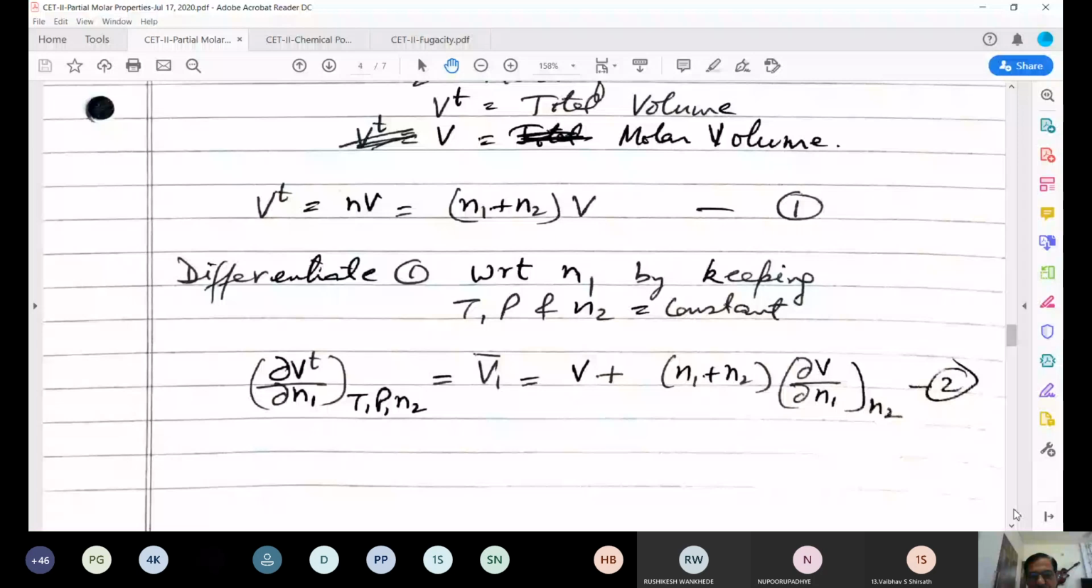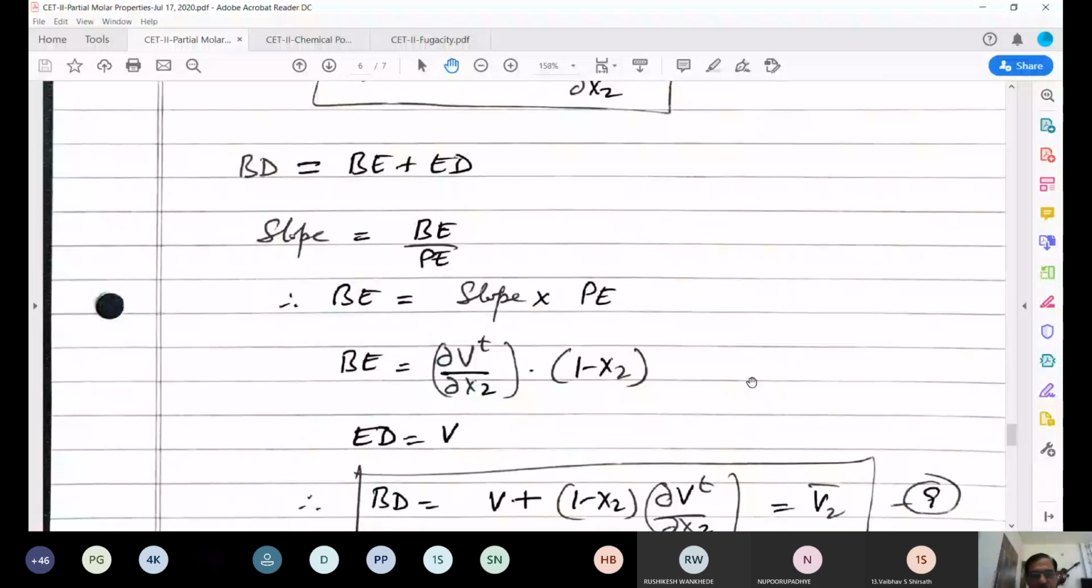And what is ED equal to? ED is nothing but this molar volume, right? You saw this. ED is FC, the molar volume of this solution at this point.